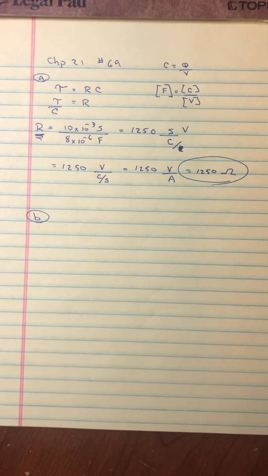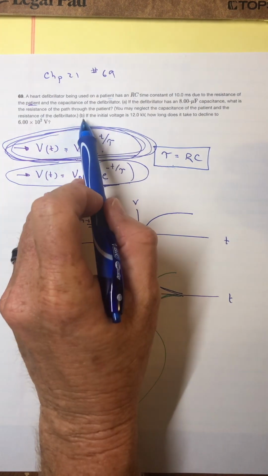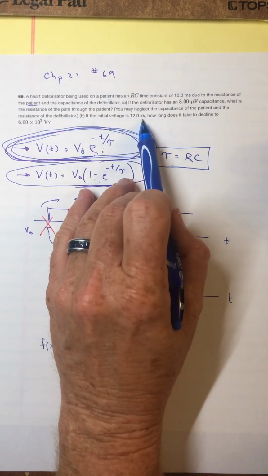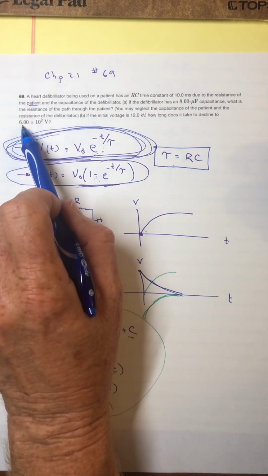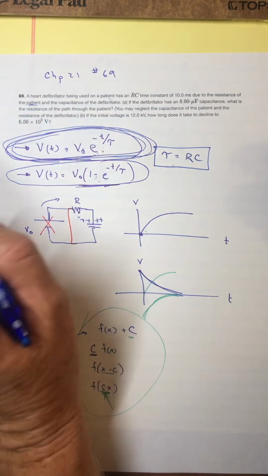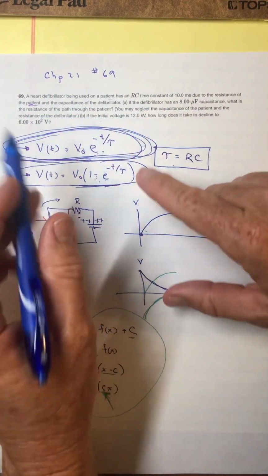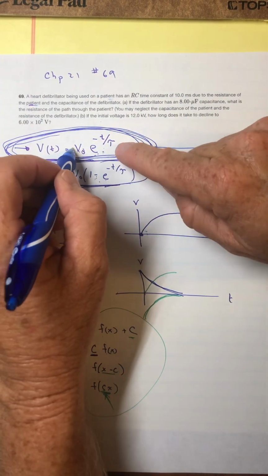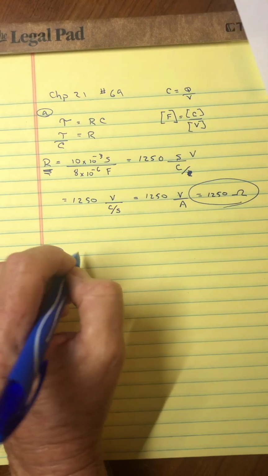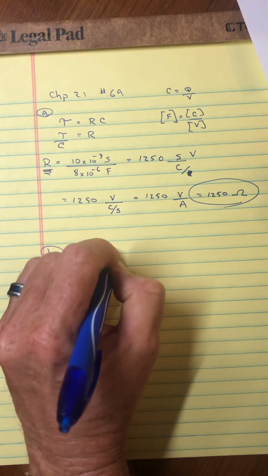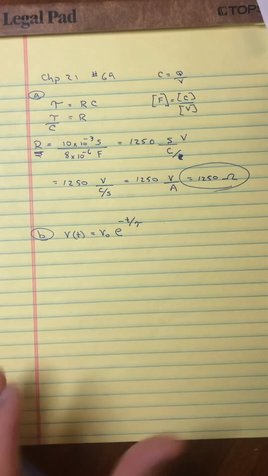Okay. And then B says, if the initial voltage is 12,000 volts, so 12 kilovolts, how long does it take to decline down to 600 volts? And so notice it says decline. Notice it's a discharging through the patient. Again, more evidence of why we would want to use this as opposed to this. So the voltage as a function of time would be the initial times e to the minus t over tau.